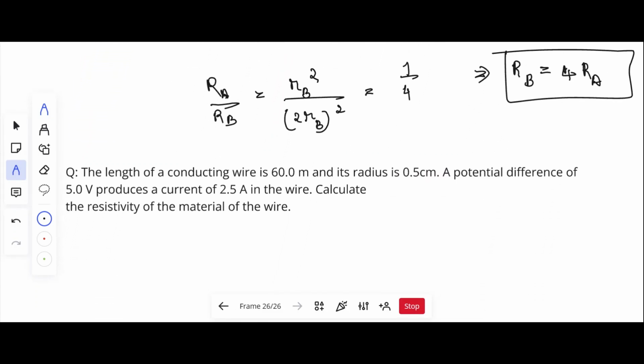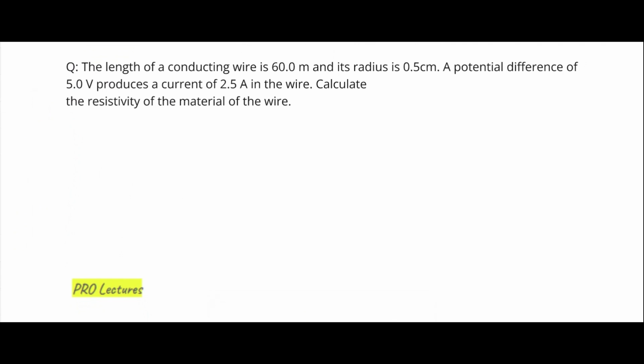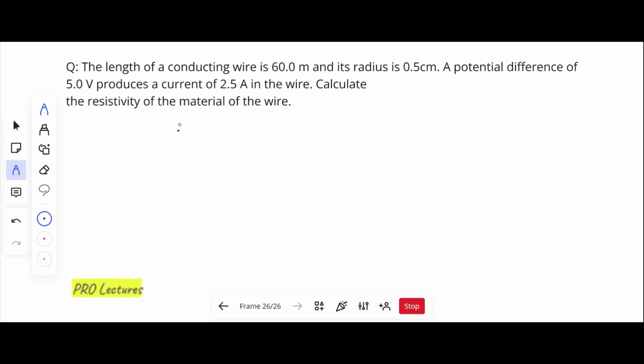Let's move on to another example. It's given the length of the conducting wire is 60 meter and its radius is 0.5 centimeter. The potential difference of 5 volt produces a current of 2.5 ampere in the wire. Calculate the resistivity of the material. So for that, let's first find the resistance. R is equal to V by I. Given V is 5 volt, current is 2.5 ampere. From this, 2 ohms.